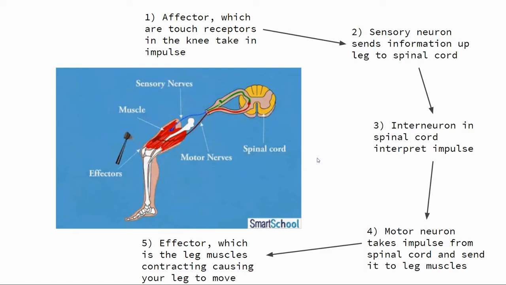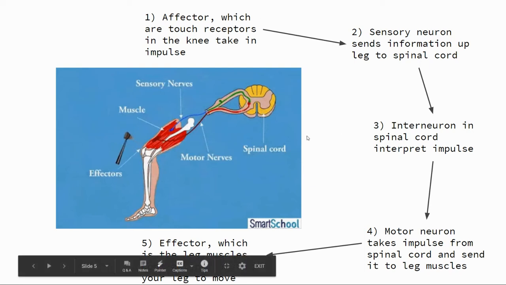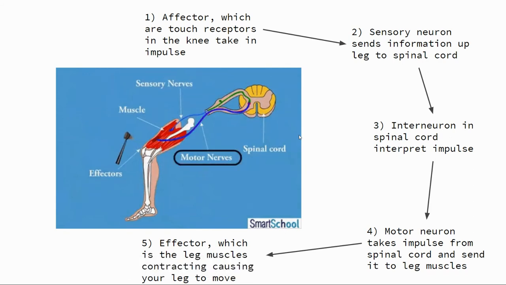So that is drawing the diagram of the reflex arc. You can draw it exactly 1, 2, 3, 4, 5 like this, or you could draw the picture and label the picture, whichever you feel helps you remember best. But you also need to know the steps involved and the process.